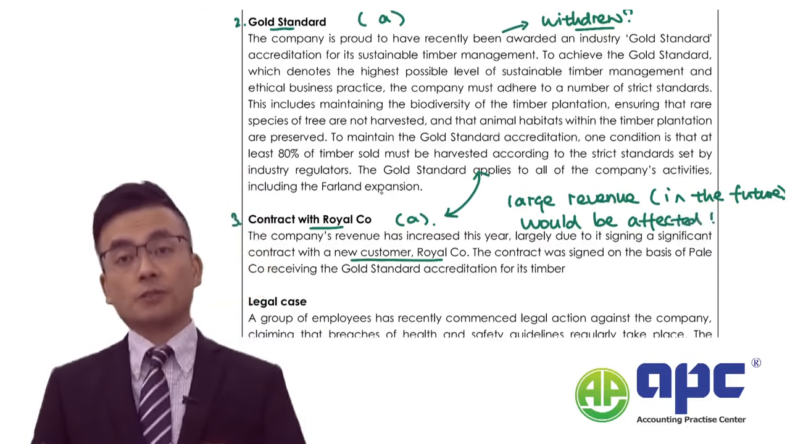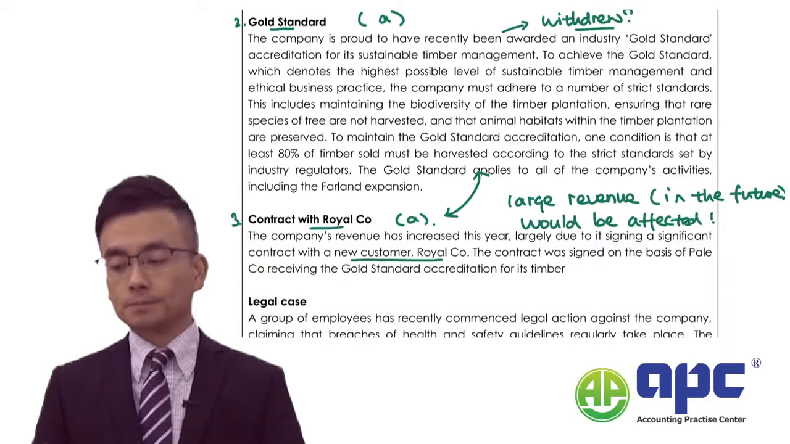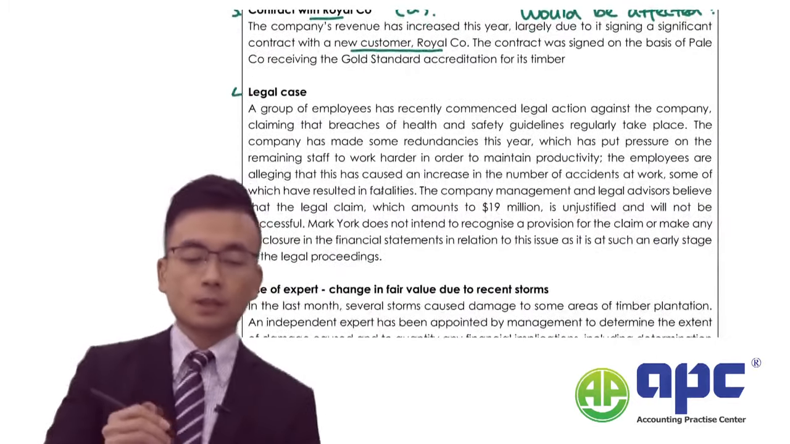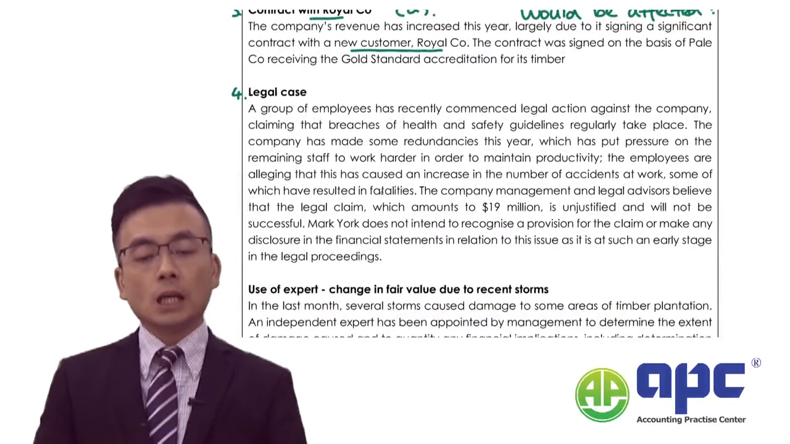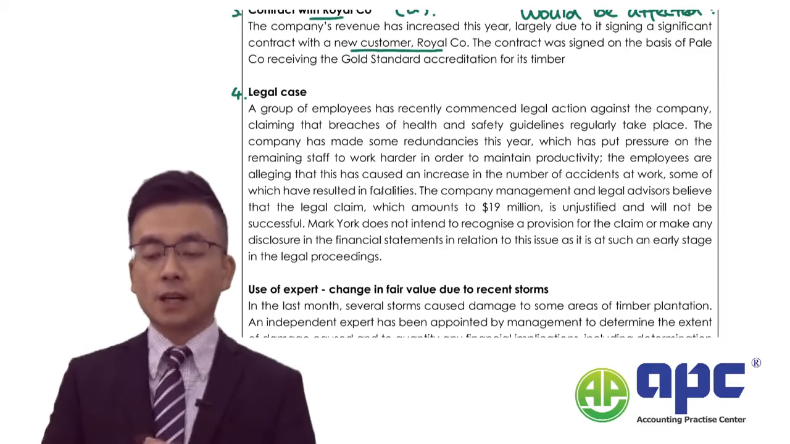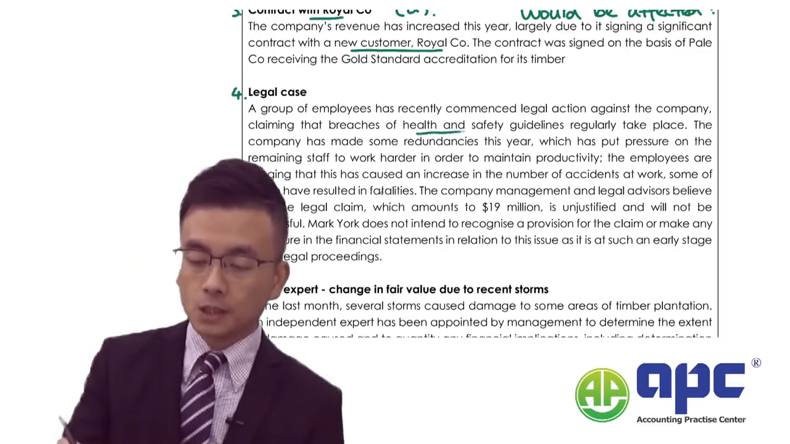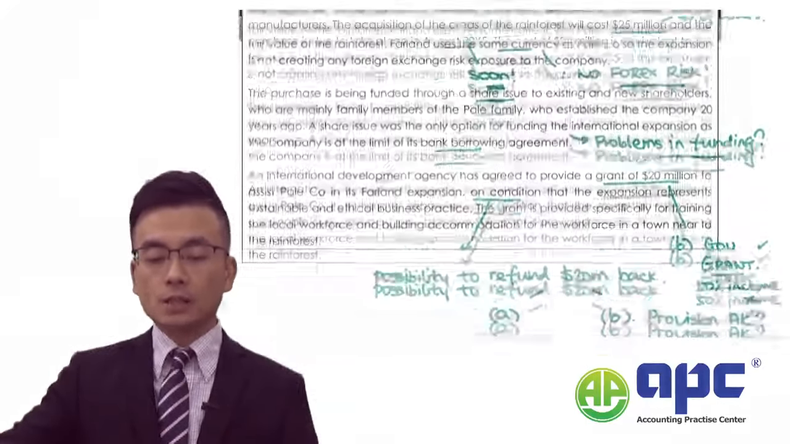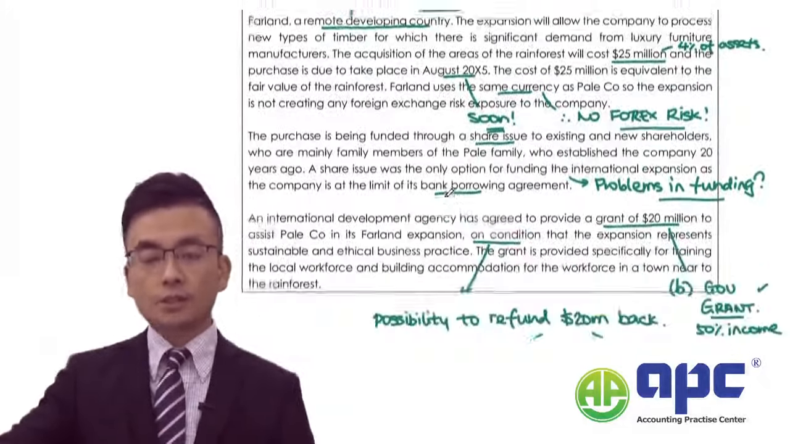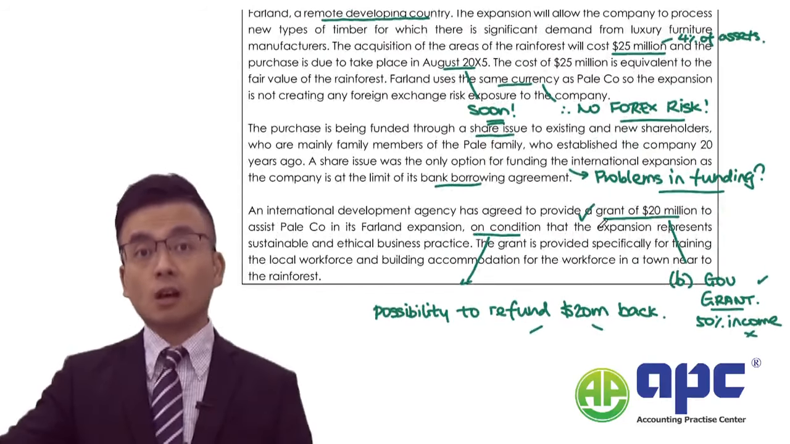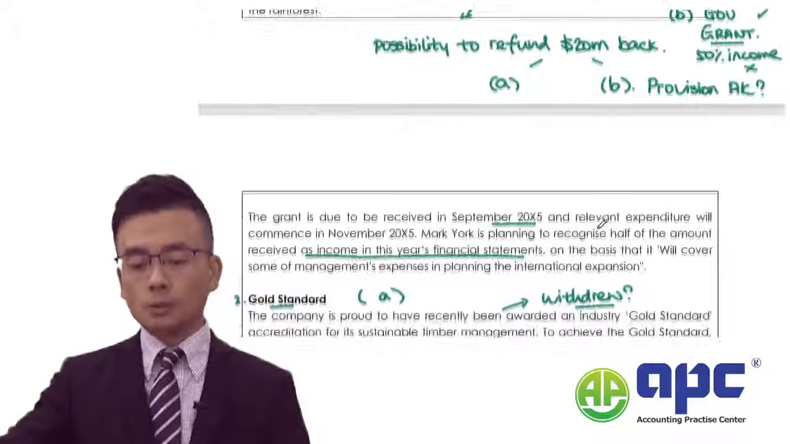A potential business risk here that we can talk about. Another heading is the legal case. We can talk about the business risk there. A group of employees recently commenced legal action against the company, claiming breaches of health and safety guidelines. You can bring this information here and say the chance that the $20 million of grant will be repaid is quite high. So you can comment on that, of course.